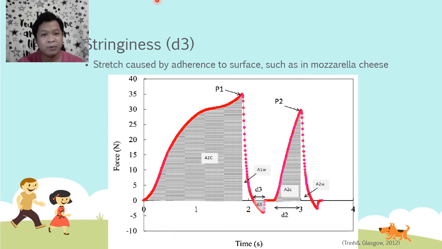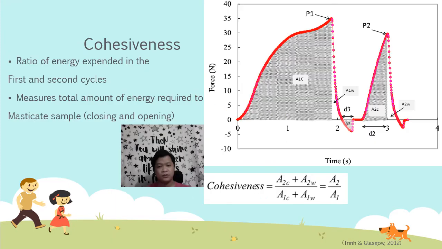There have been proposals to make this into a ratio of D3 over D1 instead, since the distance is dependent on D1 or the original height of the product. And if this is to be done, then the stringiness would be a dimensionless ratio of D3 over D1.